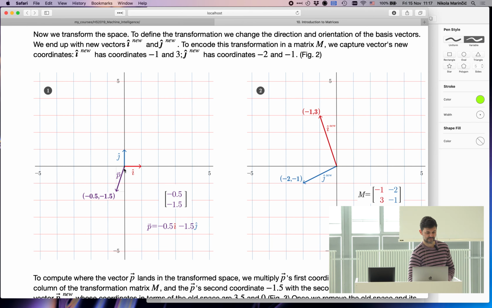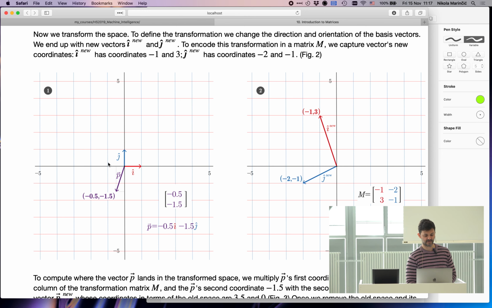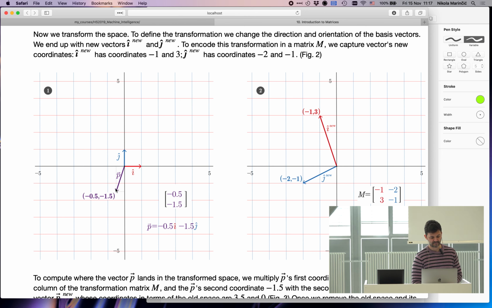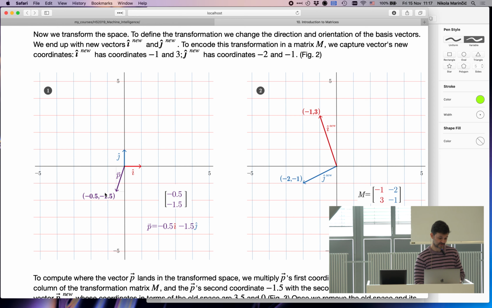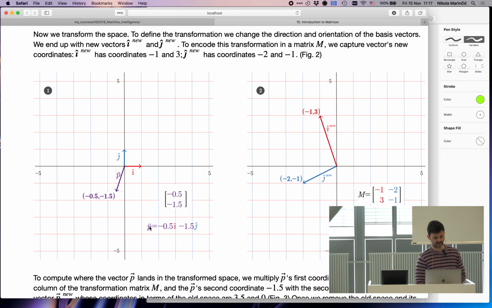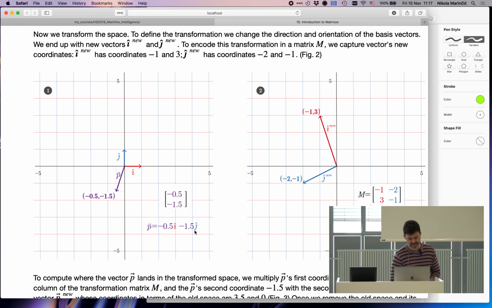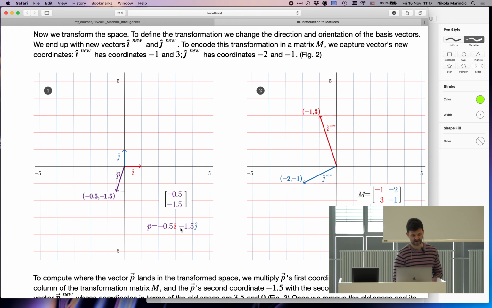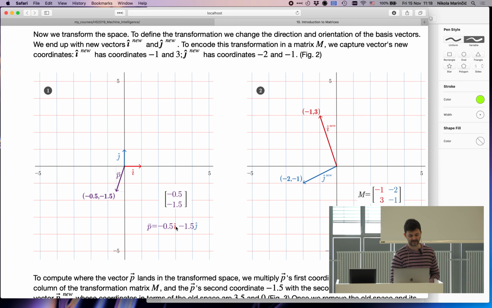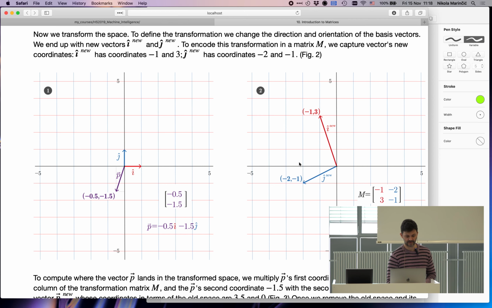So we have i, we have j, so this is the original space. You see the grid. And then we have P, this is a new vector. Its coordinates are -0.5 in x direction, in i direction, let's say, and -1.5 in j direction. So we can describe it as a linear combination of our basis vectors i and j, like this. -0.5 i, -1.5 j. Okay, these are the coordinates.